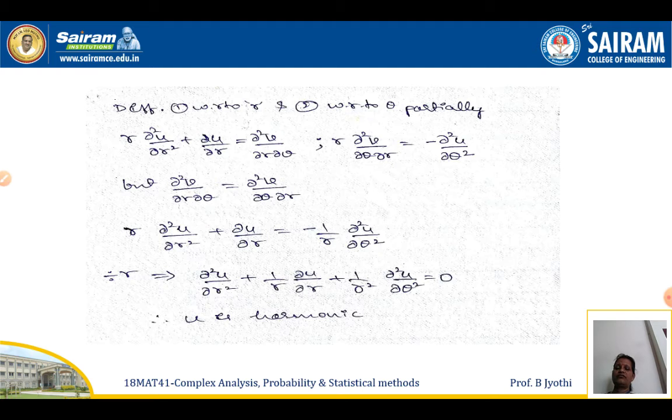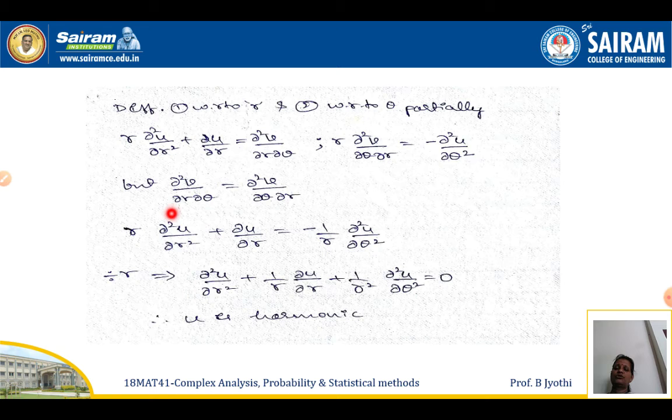So as we have done in the Cartesian form, we will do here also. Differentiate the first equation with respect to r and second with respect to theta, and later in order to prove v is harmonic, we will interchange, that is one with respect to theta and the second one with respect to r. So when we do that, r ∂²u/∂r² plus ∂u/∂r is equal to ∂²v/∂r∂θ, and r ∂²v/∂θ∂r is equal to minus ∂²u/∂θ².